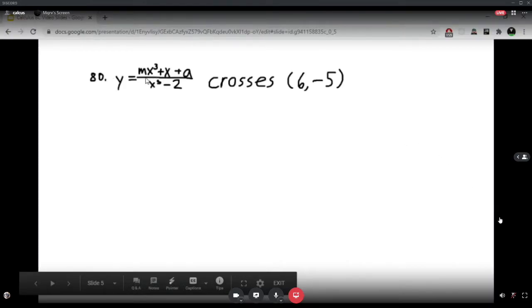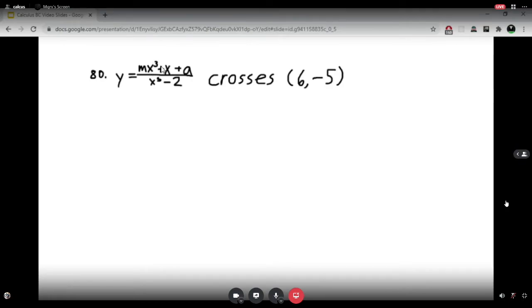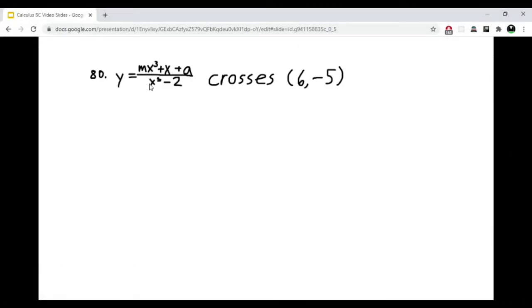Alright, now on to number 80. 80 gives us the equation y equals mx cubed plus x plus a all over x cubed minus 2, and tells us that it crosses its horizontal asymptote at 6, negative 5. Since we are given that it crosses at 6, negative 5, and it's on the horizontal asymptote, that means the asymptote will be at negative 5. So m would be negative 5, as the horizontal asymptote equation for same degree would be m divided by whatever coefficient this is, which is 1.